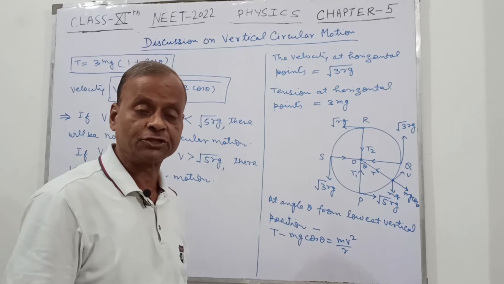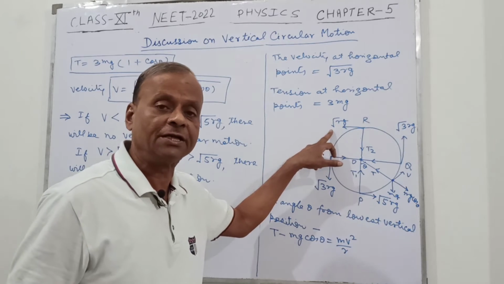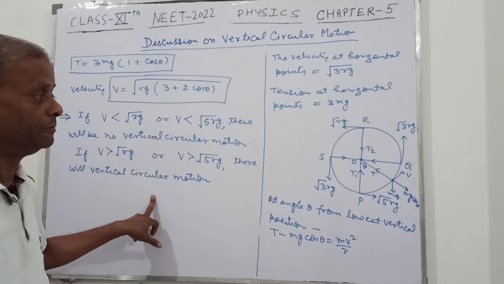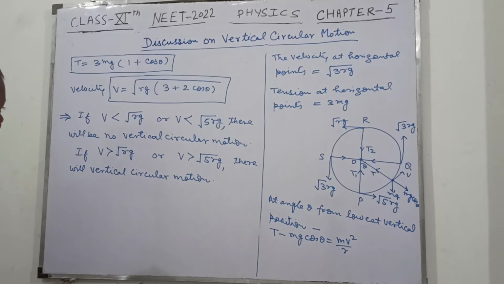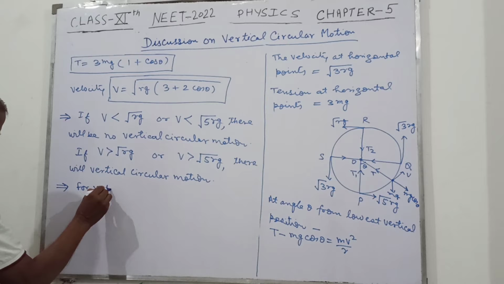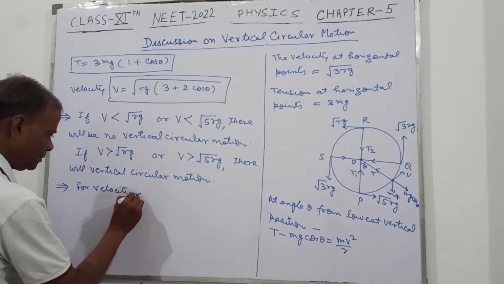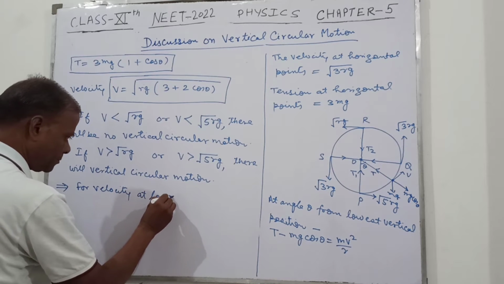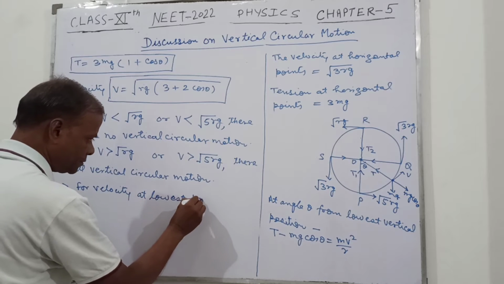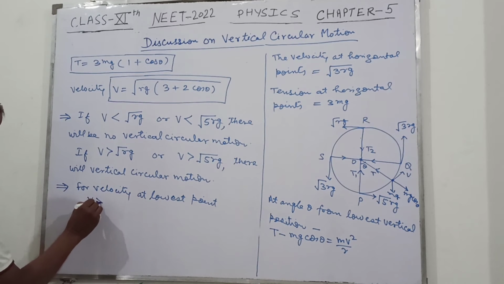The velocity is more than square root of 5 rg at the lowest point, and this velocity is more than square root of rg at the highest point. Then what will be the value of the tension? For velocity at lowest point, v greater than square root of 5 rg.